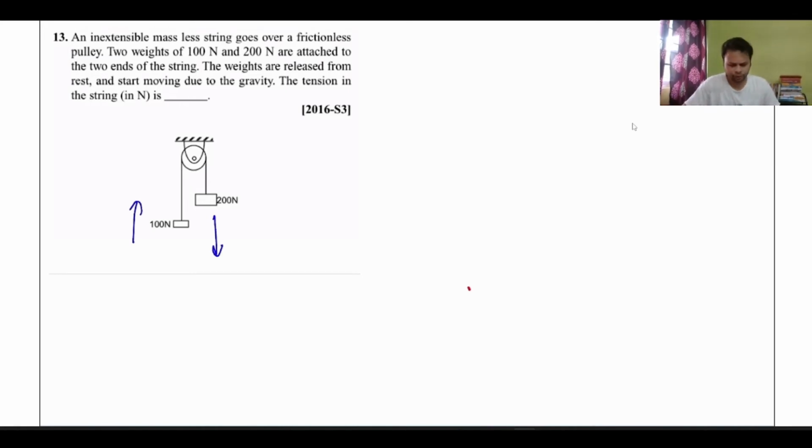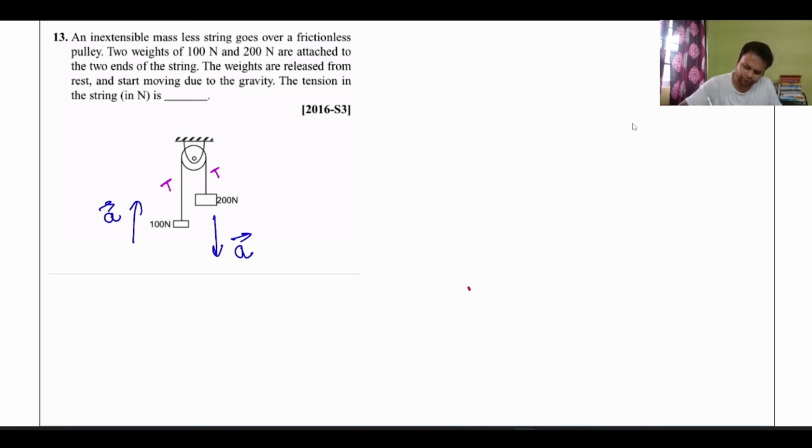So let me say the acceleration of the 200 Newton mass is A downwards. So the acceleration of the 100 Newton mass will be A upwards because this is one string. Let me say the tension in the string is T, right? So how to proceed with these questions? Very, very simple. The first step is to draw the FBD of the masses.